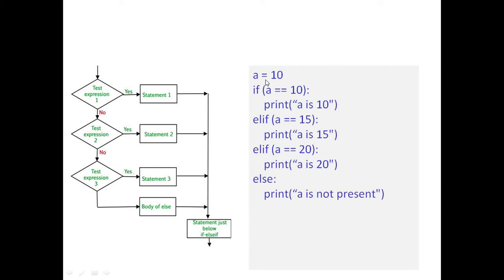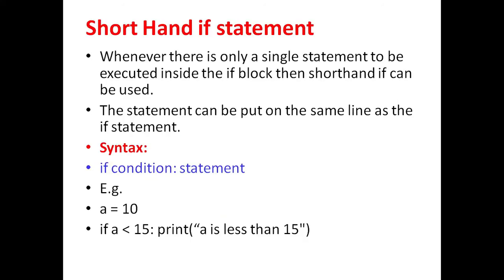Here is an example. Here we have assigned a equal to 10, and if we check if a equal to 10, it will print a is 10. Elif a equal to 15, it will print a is 15. Again, elif a equal to 20, it will print a is 20, and else it will print a is not present.